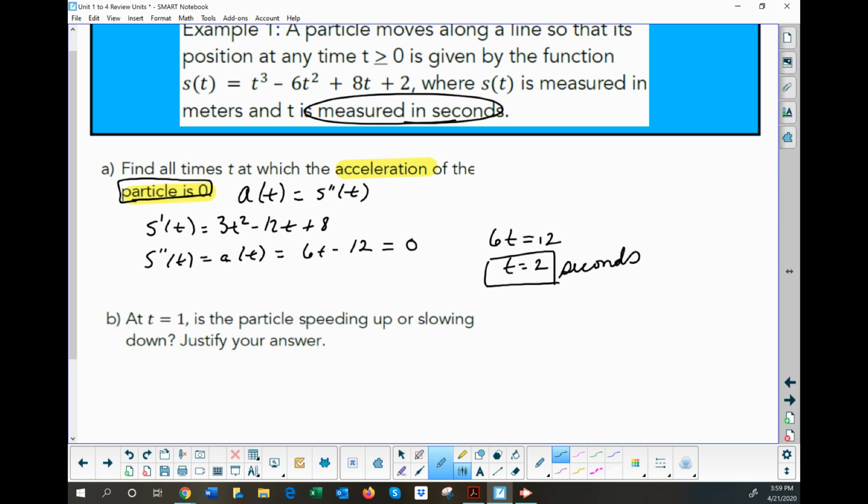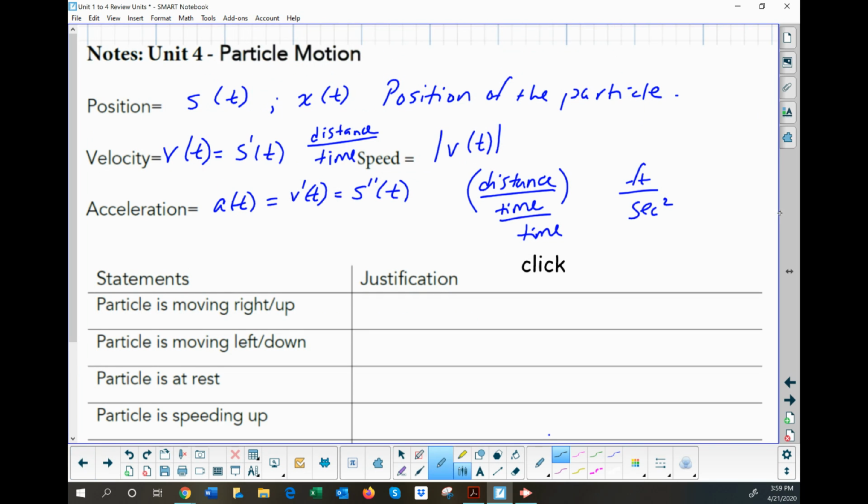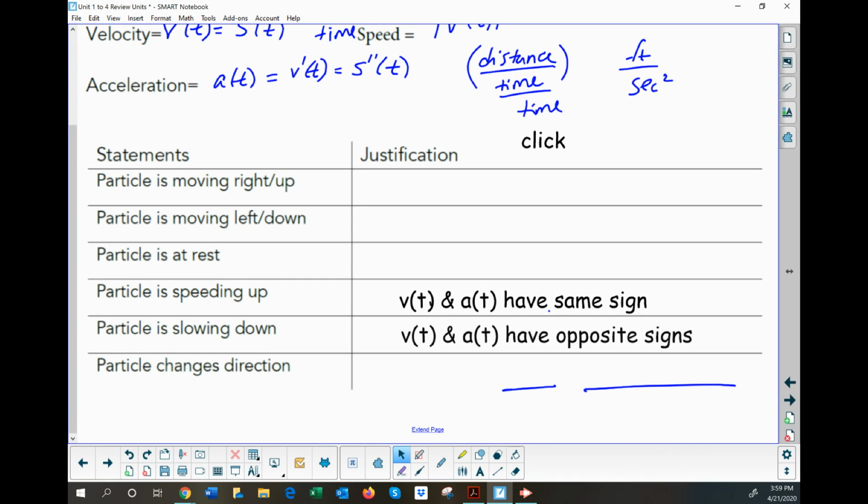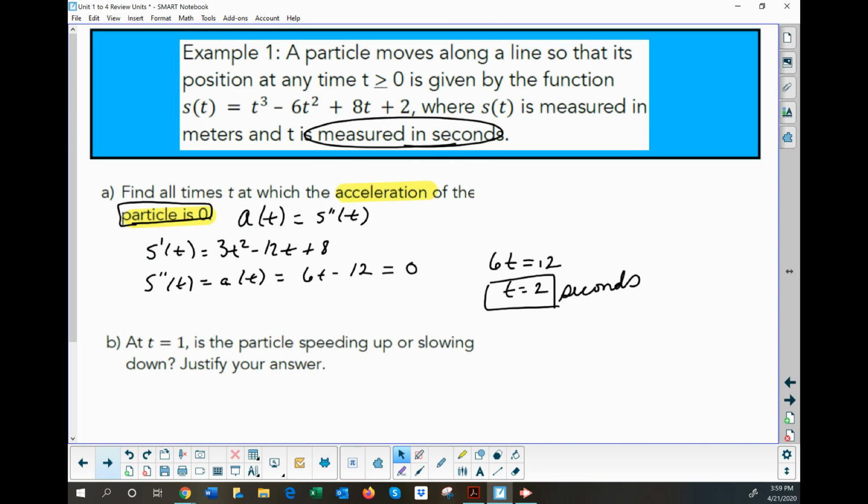Part B. At time equals 1, is the particle speeding up or slowing down, and justify your answer. So I remember from the prior page, when we talked about speeding up or slowing down, there were two things that I need to talk about. V of t and A of t. I've got to compare their signs. So let's go find what A of t and V of t is at 1.